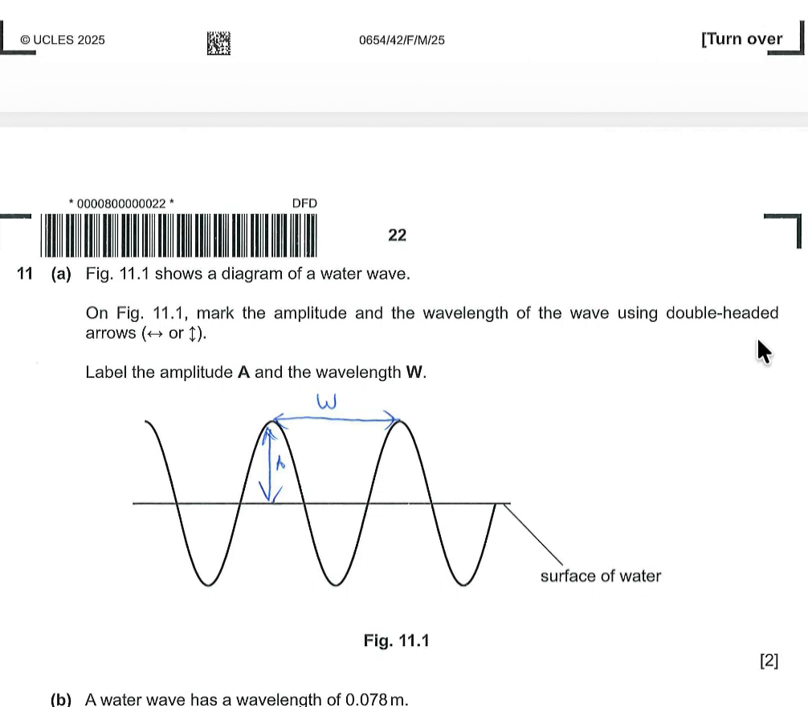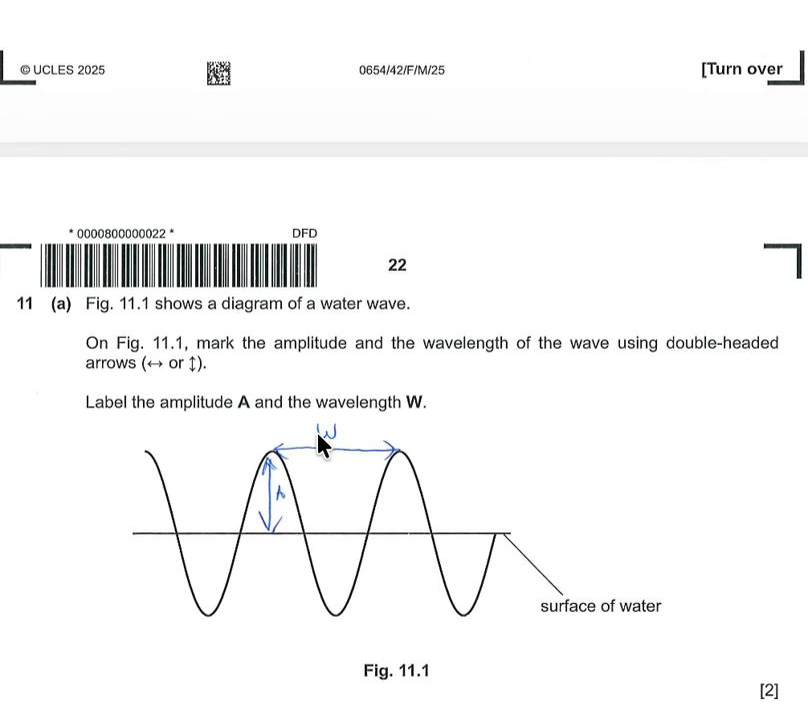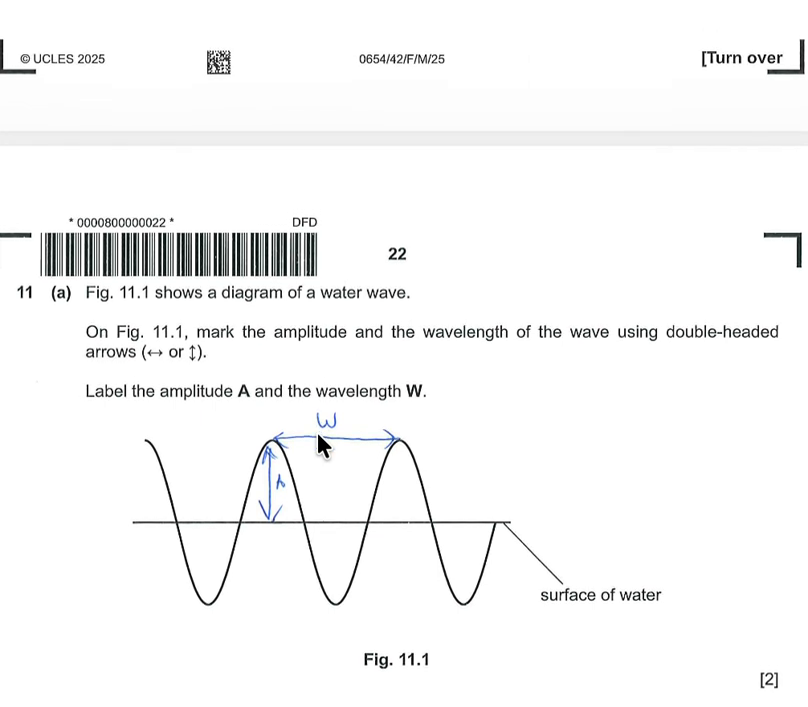They want you to draw double-headed arrows, so you must draw double-headed arrows. They want you to label it with A and W. You must label it with A and W. You're not allowed to use anything else. So please, please, please just follow the instructions that you've got in front of you, because they do ignore anything else. Wavelength is the distance between corresponding points of the same wave and the neighboring wave.